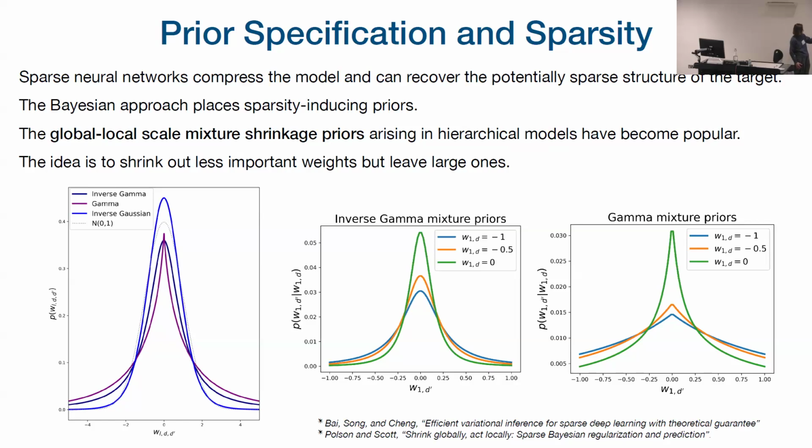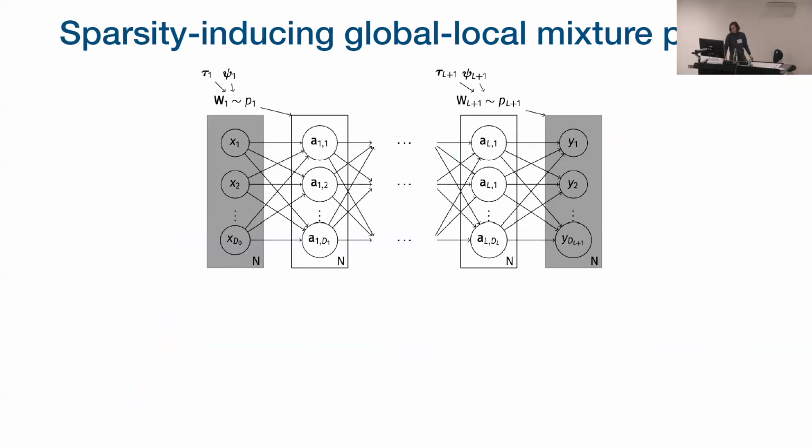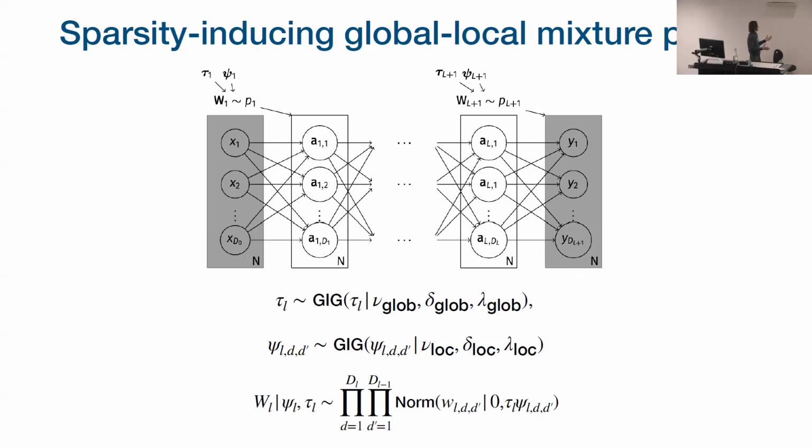On the right-hand side, what I wanted to show is that the weights within the same layer are not independent, and that's why the conditional density of a certain weight from one layer conditioned on different weights differs, and we get these different densities. So the network now looks like this. We have a hierarchical structure of the priors. We have the global parameter tau. We have the local shrinkage parameter psi. Both are generalized inverse Gaussians, and weights are normal with the scale being the product of those.